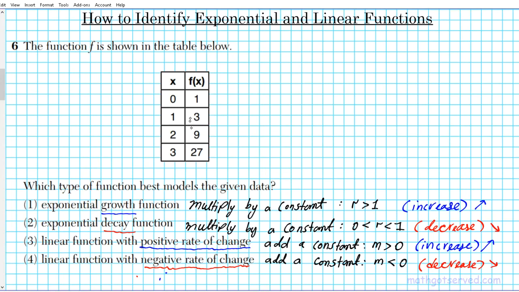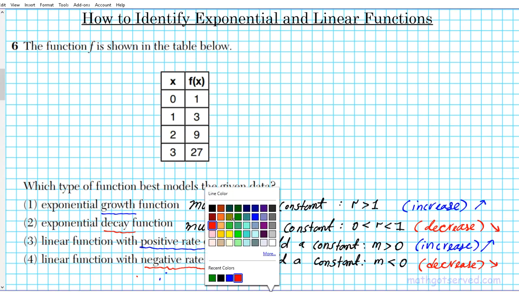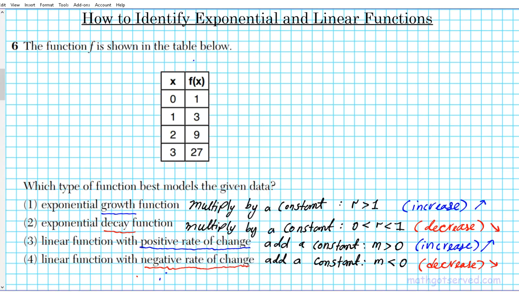Now take a look at f of x. As x increases, what is happening with f of x? 1, 3, 9, 27. It's increasing. Okay, so since f of x is an increasing function, it tells us that we can eliminate option 2 and 4, since those two functions exhibit a decreasing behavior.